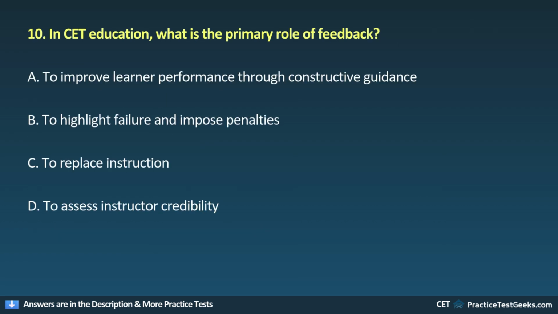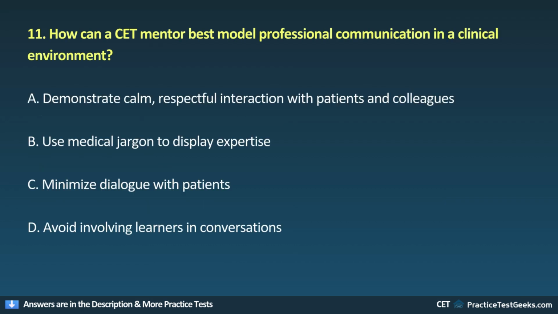10. In CET education, what is the primary role of feedback? A. To improve learner performance through constructive guidance. B. To highlight failure and impose penalties. C. To replace instruction. D. To assess instructor credibility.